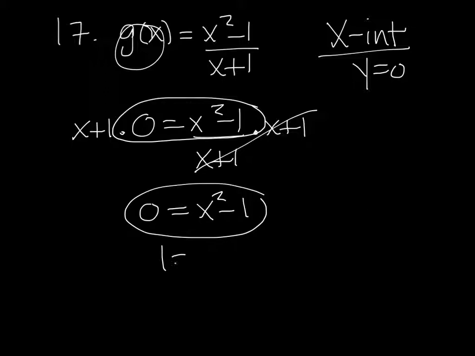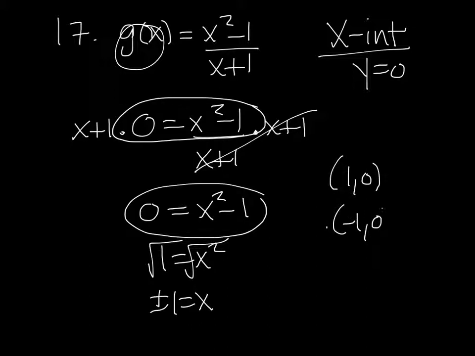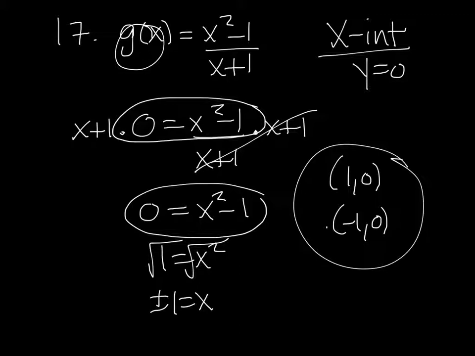So I add 1 to both sides, square root both sides. So plus or minus 1 equals x. So that means my x-intercepts are 1, 0 and negative 1, 0. Those are my x-intercepts. Okay, so if we look at the denominator, we cannot have negative 1 there, so that is not going to be one of my zeros. Good catch.